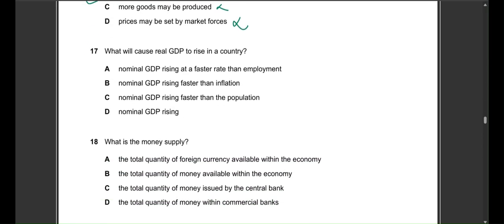Question number 17. What will cause real GDP to rise in a country? Nominal GDP rising at a faster rate than employment. Nominal GDP rising faster than inflation. Nominal GDP rising faster than population. So in this case, always remember what nominal GDP and real GDP are. Real GDP means it's adjusted for inflation.